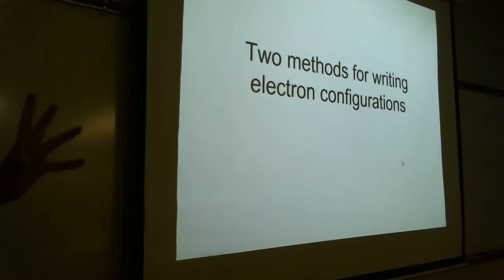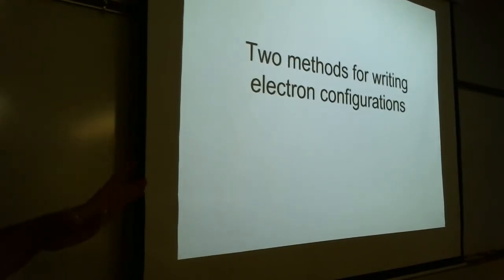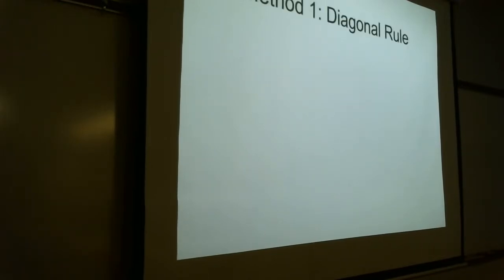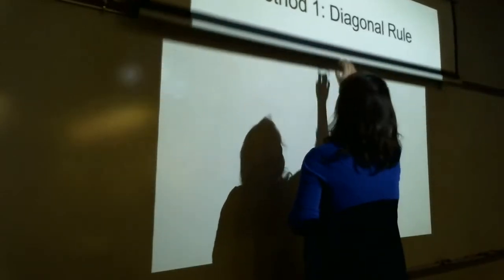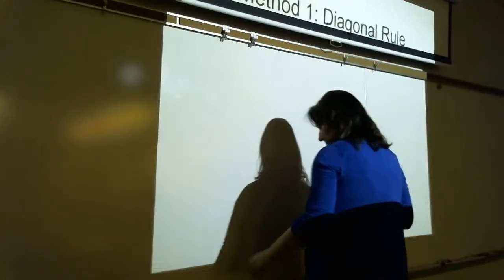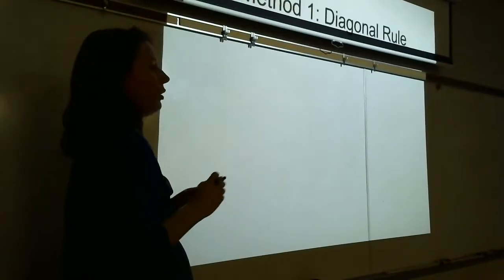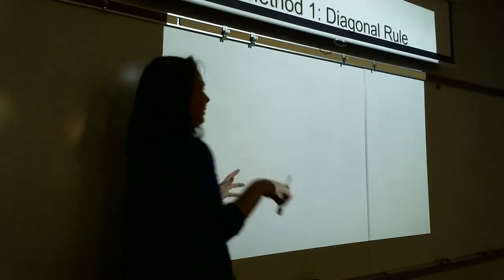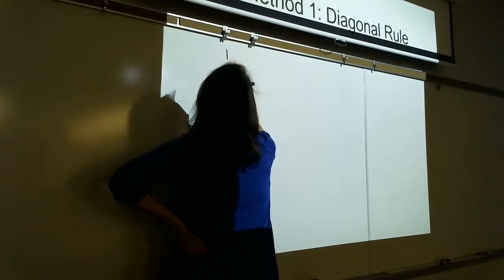Okay, so there are 2 methods for writing electron configurations. I personally have no preference which you go with, okay? Whichever one makes you happy. The first one is called the diagonal rule. Maybe you've seen this before, maybe you haven't. If you do go with this method, you'll need to learn how to draw it. It's not difficult to draw. I'm going to go over how to draw it right now. And this will be nice for you if you're writing on paper with lines. So make a row, make a column, 1 through 8.